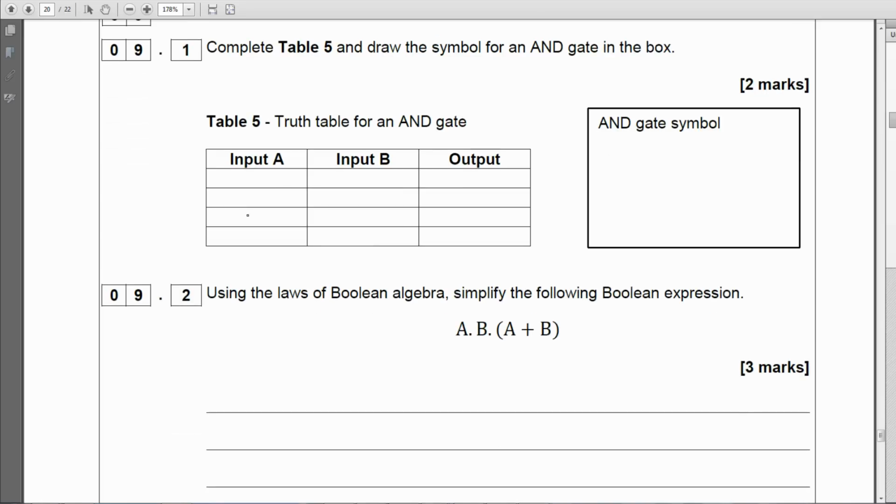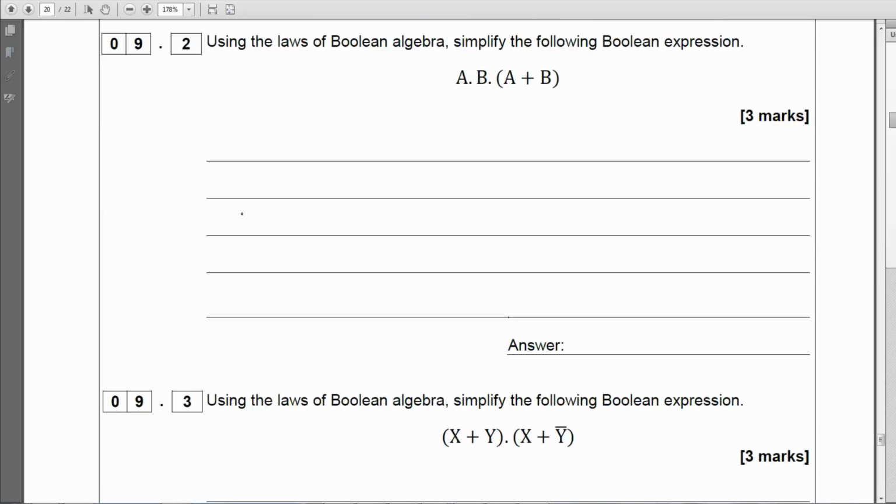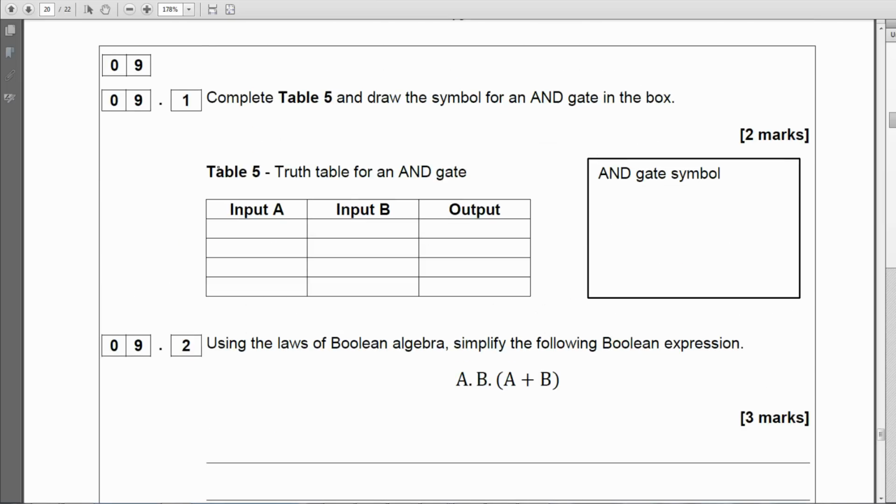Okay, next question is on Boolean algebra, it looks like. And actually, the first question is asking us to do something which we looked at earlier. It was yesterday for me, but early in the video we looked at the bitwise AND operation. And so we've got to complete the truth table for this.